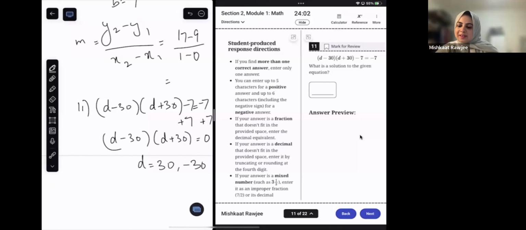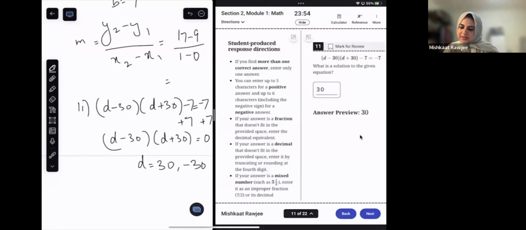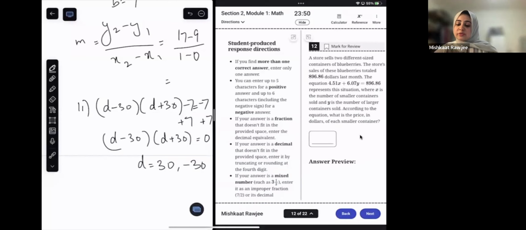And again, they're not saying that D is positive or D is negative. We can put anything. Let's put the positive number to just make it easier. So let's put 30 and that's it. We'll go next. The store sells 2 different containers of blueberries.